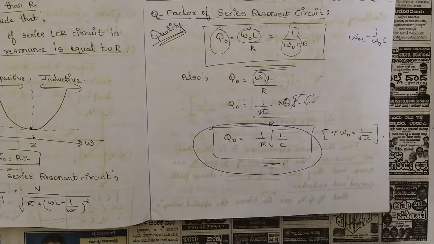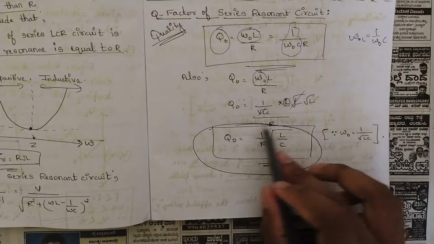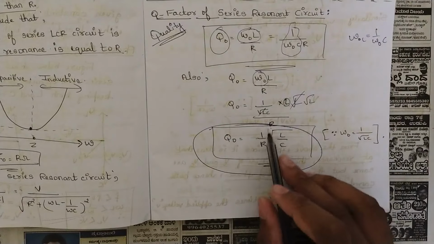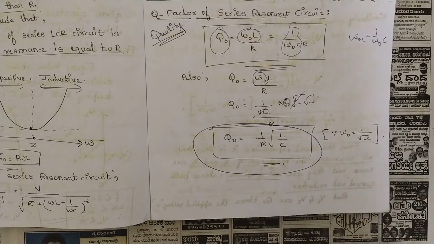In case of a series resonance, we get this expression for Q naught. This is very important. At resonance, the value of Q naught for a series resonating circuit is 1 by R into square root of L by C. Keep it in mind, note it down, very important.